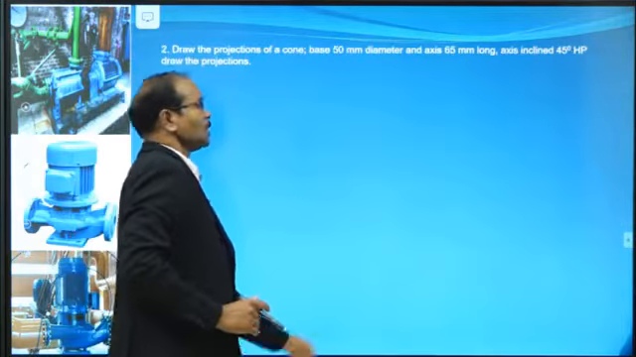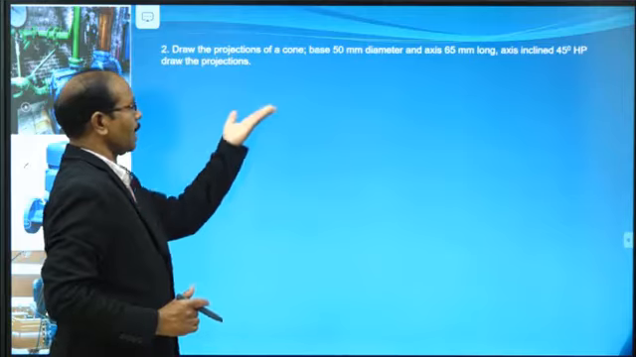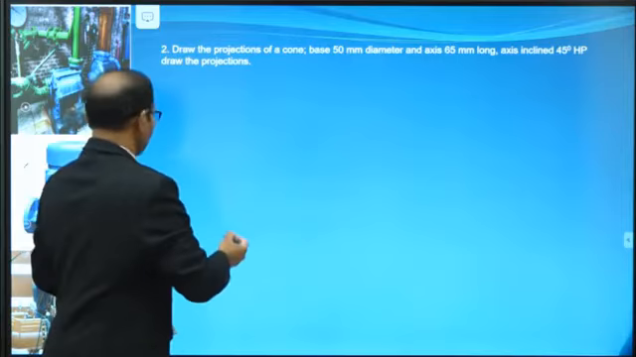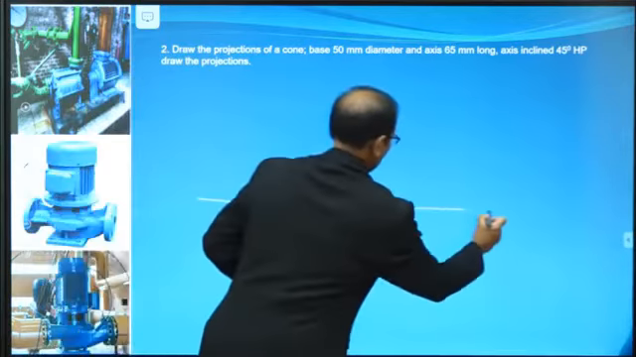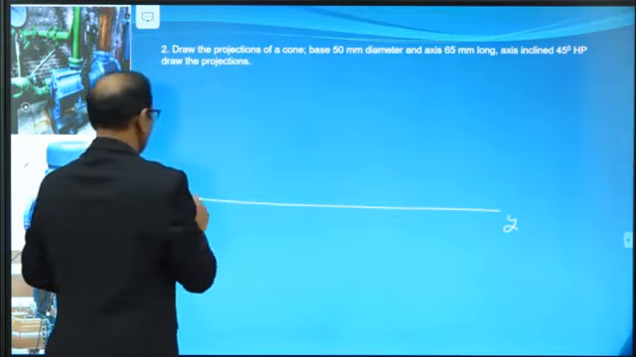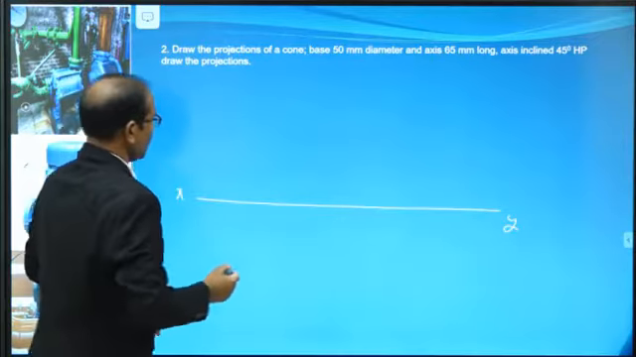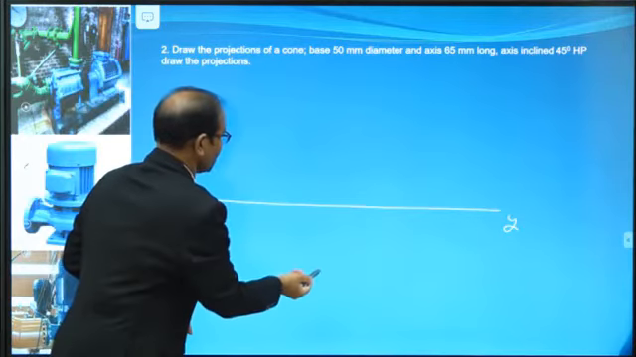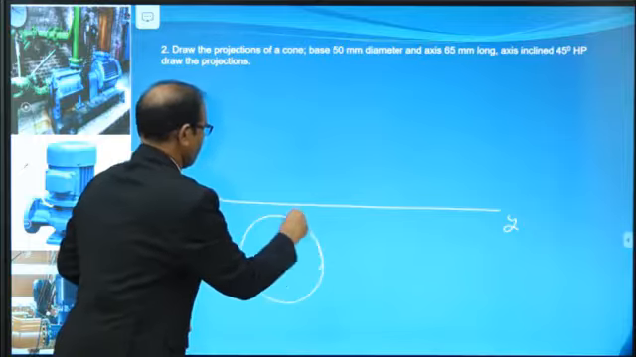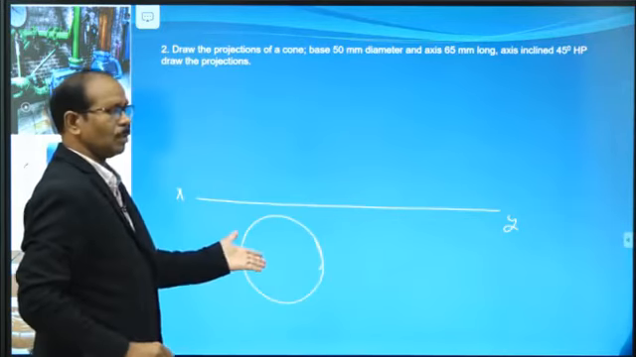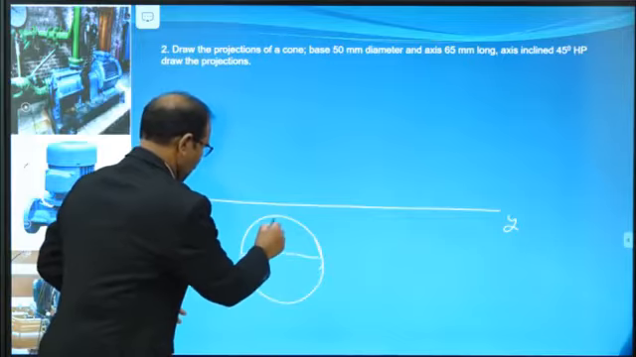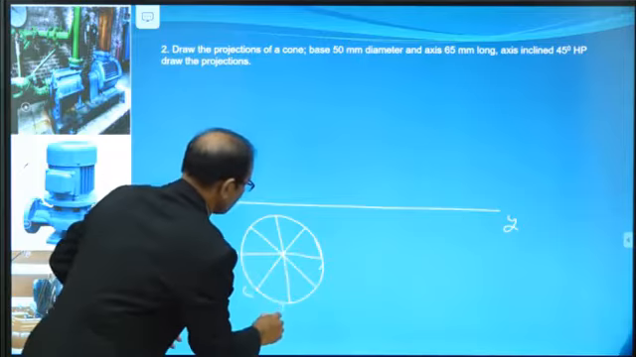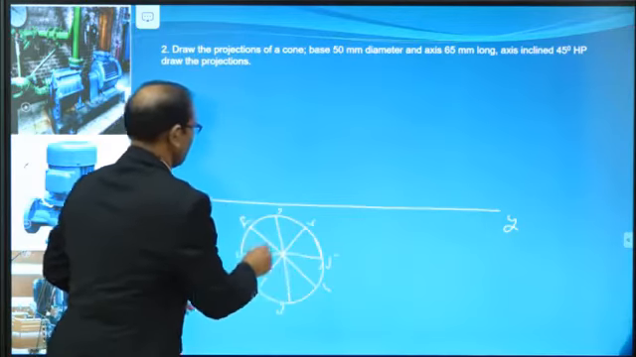Draw the projections of a cone. In place of a rectangle, a triangle will come. Let's observe. Draw the XY line and draw the circle, taking a point and 25 mm as a radius. Divide this into 8 equal parts with the horizontal line, vertical line and 45 degrees lines. Name the points 1, 2, 3, 4, 5, 6, 7, 8.